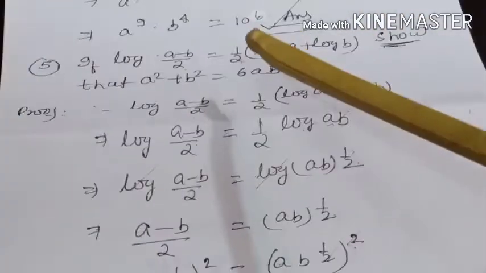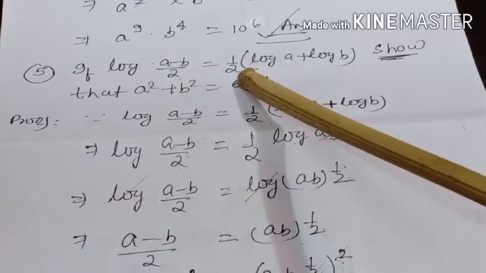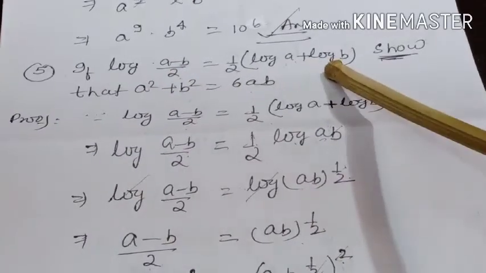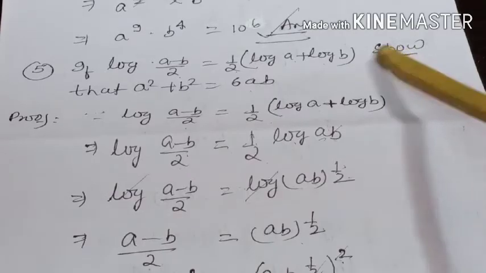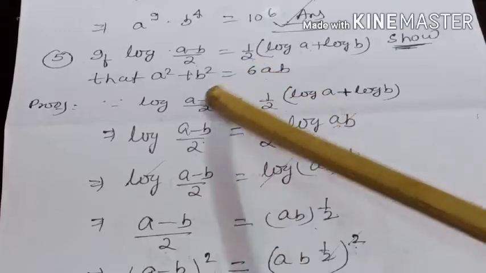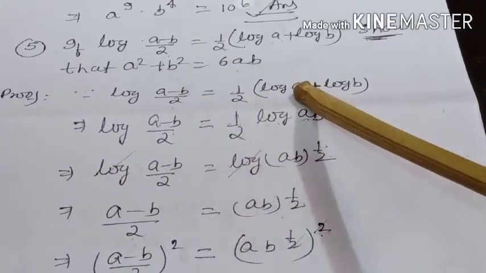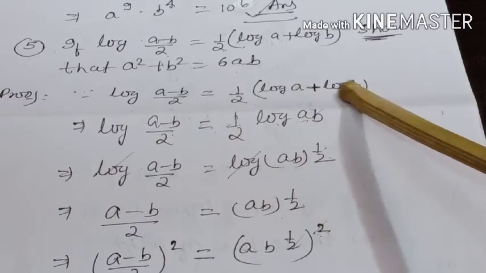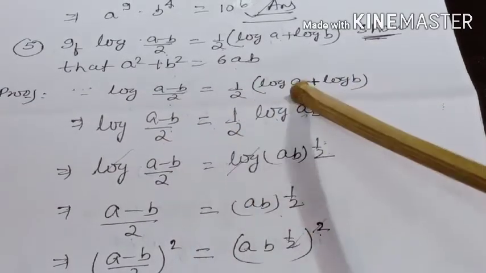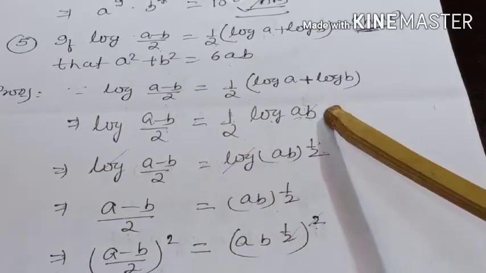We are coming to the fifth question. What is given: log of (A minus B) by 2 is equal to 1 by 2 (log A plus log B). You have to show that A square plus B square is equal to 6AB. So we'll start with whatever information is provided. Log of (A minus B) by 2 is equal to 1 by 2 (log A plus log B). The left hand side we will copy as usual, but log A plus log B will be transformed to 1 by 2 log AB following the laws of logarithm.